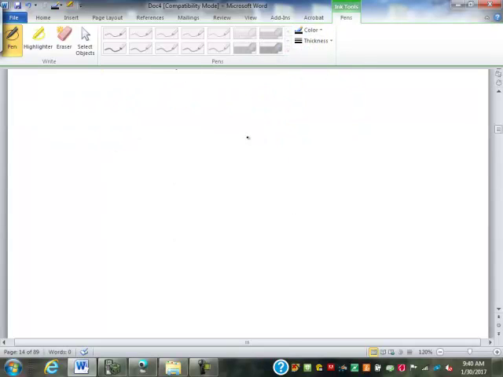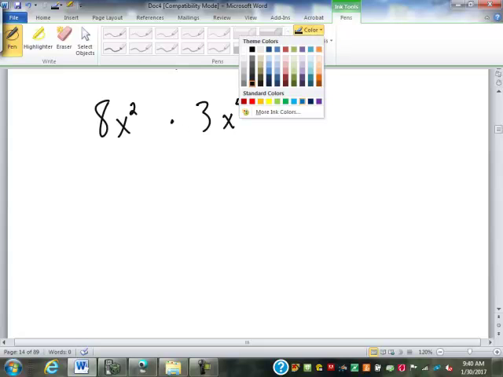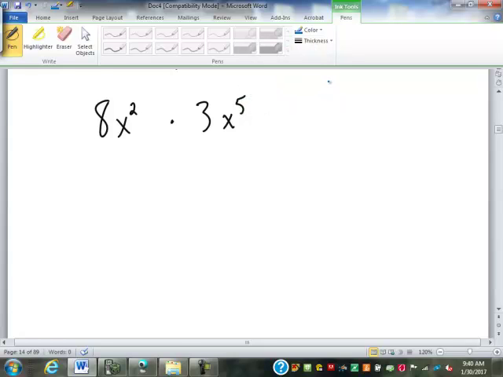Now, when we throw numbers in there, we're going to have to be a little bit careful. And we'll go over this a little bit more as time goes on. So we have 8x squared times 3x to the 5th. Remember, when we multiply, we first combine the counts. A lot of people will look at this and say, oh, we're dealing with exponents. I'm going to add 8 and 3 make 11. What's wrong with that?